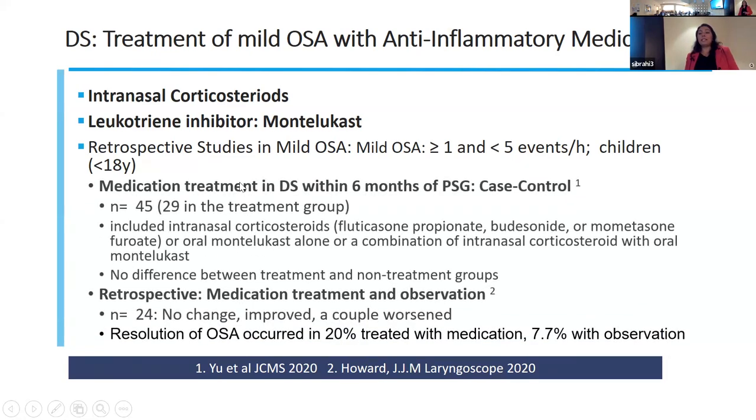There's a couple different studies. Both showed group differences that were no different, right? But I want to highlight, and these are treatment groups, some issues with the studies I have on intermittent steroids and also using montelukast.